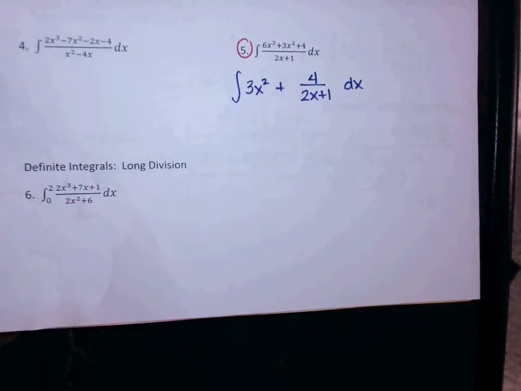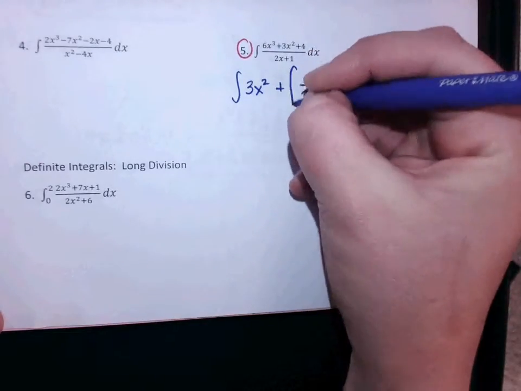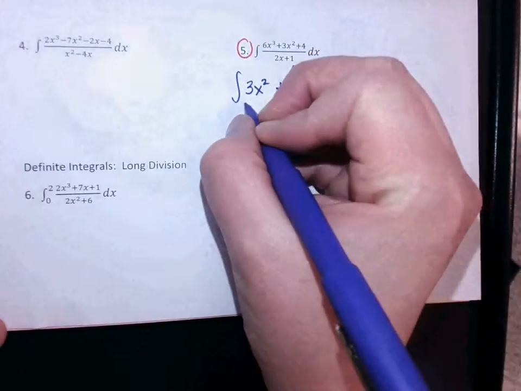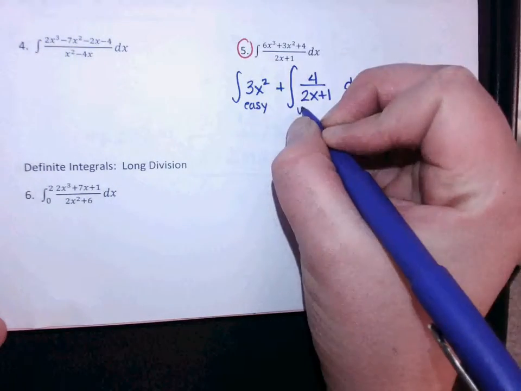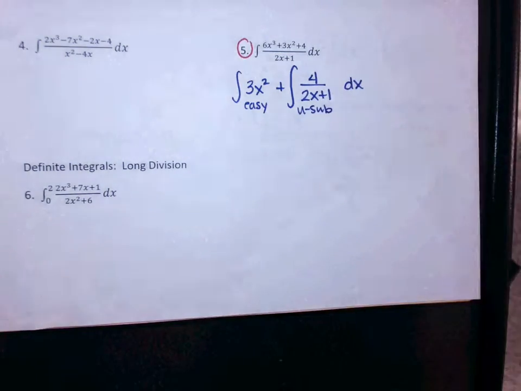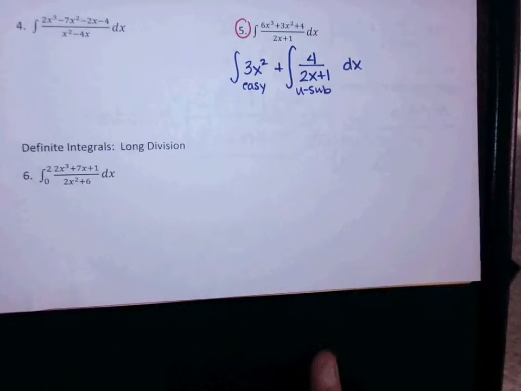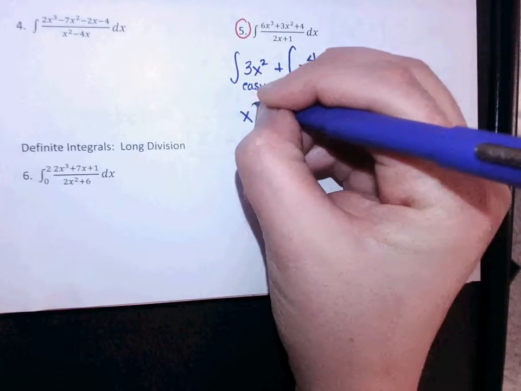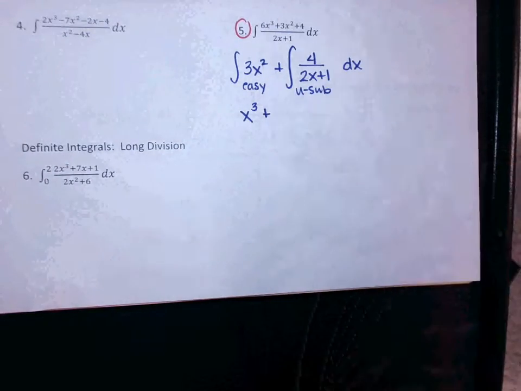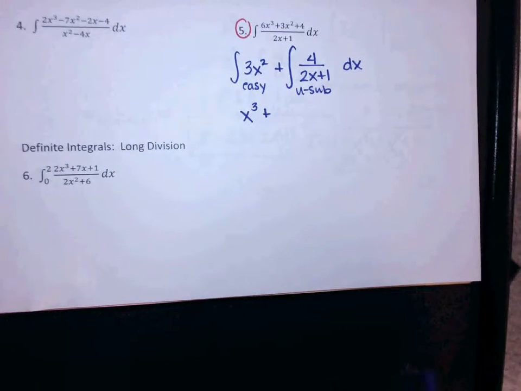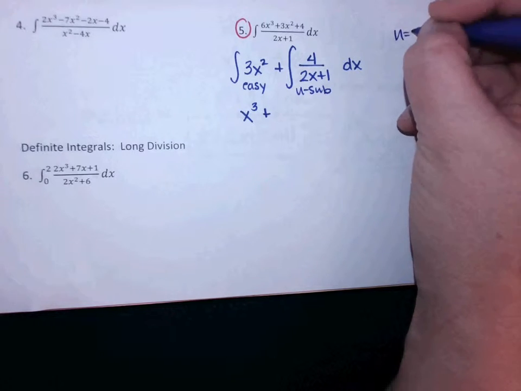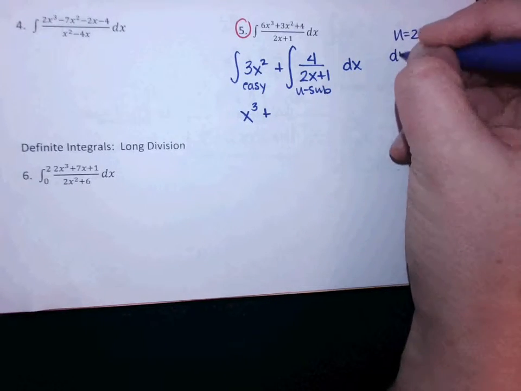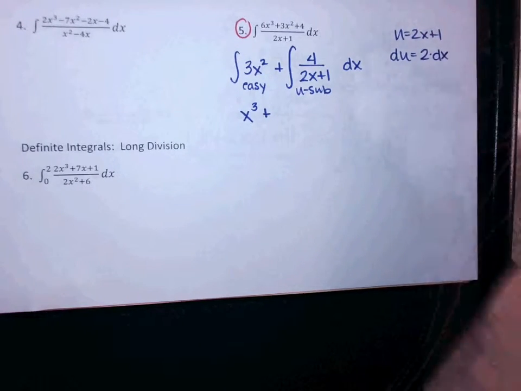Okay, now remember we talked about yesterday, if only part of the integral needs u sub, you should only do it on that part. So I would split these up. This is going to be my easy part. This is going to be my u sub part, which is actually a pretty easy u substitution as well. What is the antiderivative of 3x squared? x cubed plus. And then over here we're going to do, what's our u going to be? u is 2x plus 1, which means that du is 2 dx, which means that dx is what?